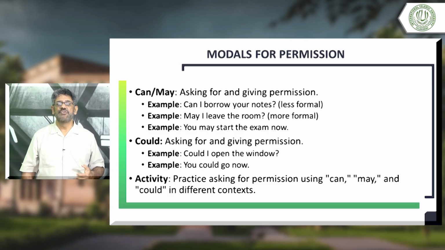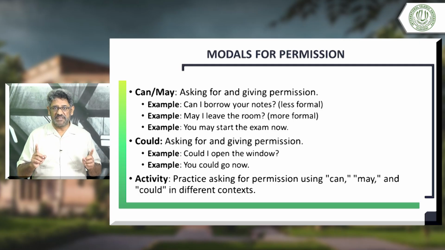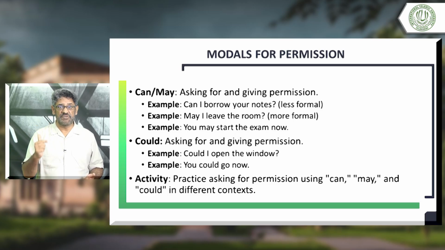Example, again, you could go now. What is this? This is giving permission. This is also a form which many students do not know. You could go now. Again, they confuse this could with past ability. Please do not confuse it. Practice asking for permission using can, may and could in different contexts. Different context means in different situations. Please practice, okay? This will give you more confidence and you will learn English very well in this way.